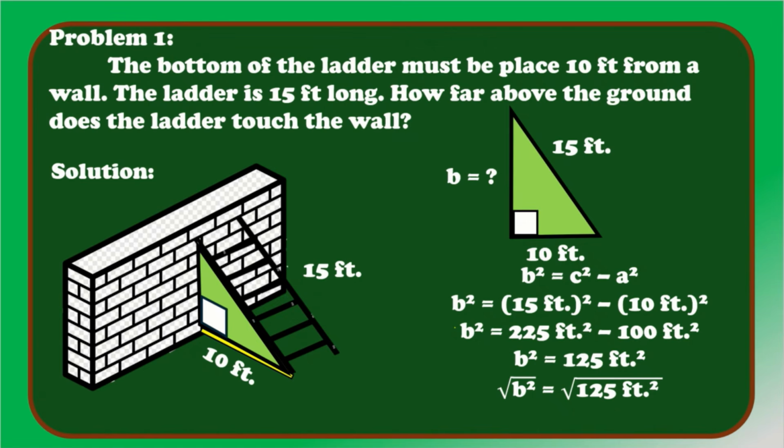Simplified further, the square root of b squared will become b, and the square root of 125 feet squared will become 11.1803 feet. Or simply, let's round it off to the nearest hundredths. So we're going to obtain the final answer, 11.18 feet. And that is problem number one.